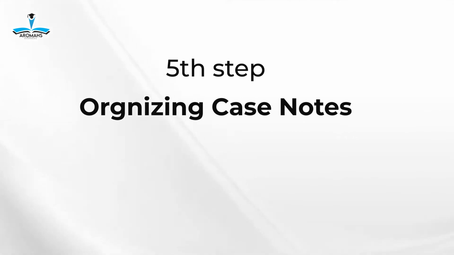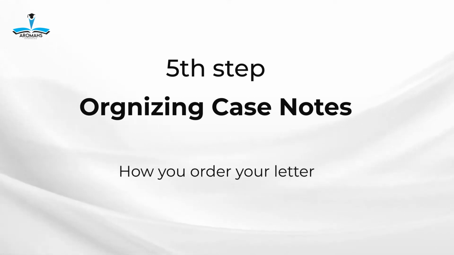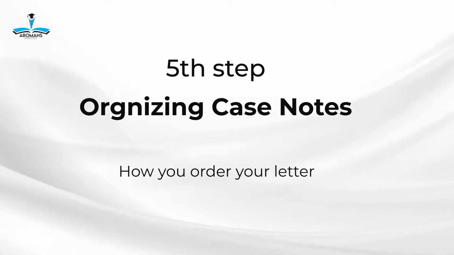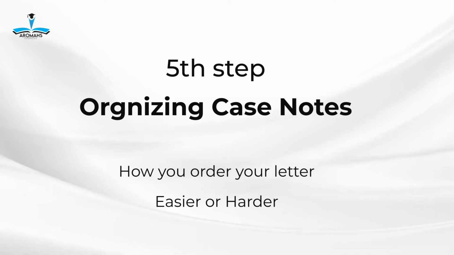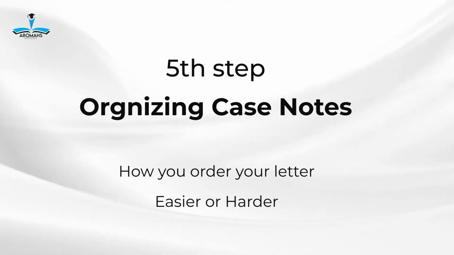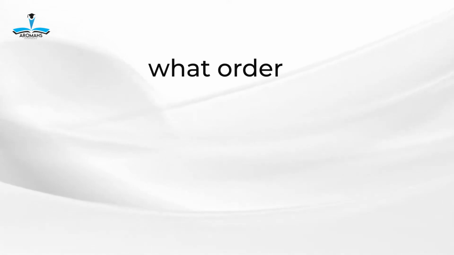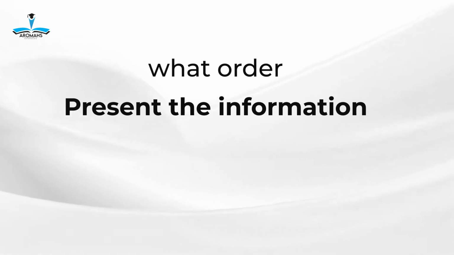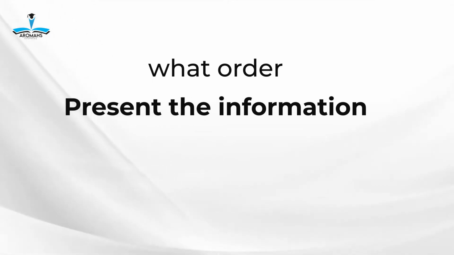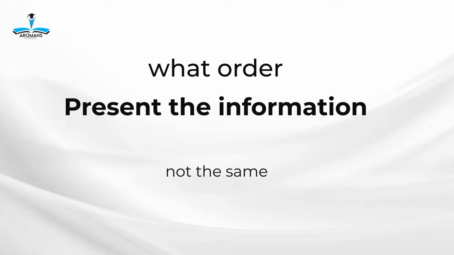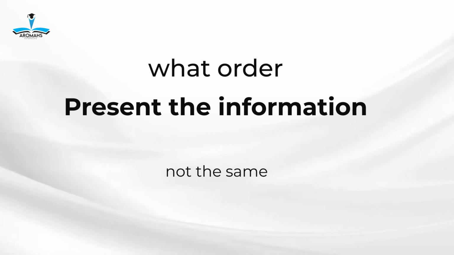The fifth step is organizing case notes. It covers how you order your letter and helps assessors decide whether your structure makes it easier or harder for the reader to understand. Once you have decided the information to include and not include from the case notes, you now need to decide in what order you will present the information. As each writing task and its case notes are different, the writing situation you are describing and the requests you are making are not the same. As a result, each letter will be structured slightly differently.